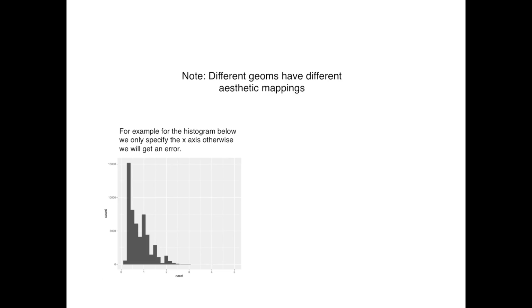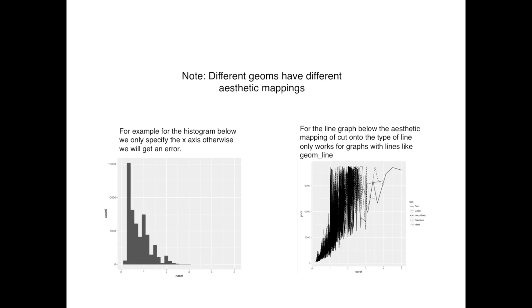So the thing to note is that different geoms have different aesthetic mappings. For example, for the histogram below, we only specify a mapping of a variable onto the x-axis, otherwise we'll get an error. This is because the histogram only takes one variable and shows the distribution of that variable. Another example is if we want to map a variable onto the type of line that it is, the graph has to have lines. So it only works for geom line.